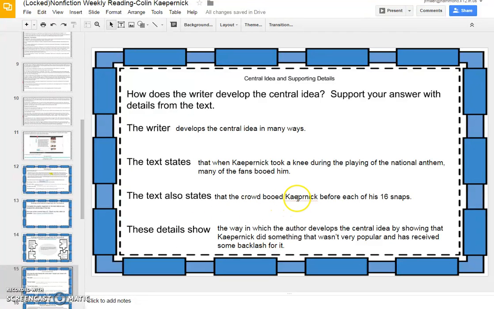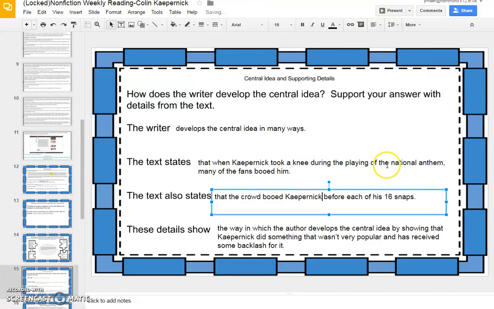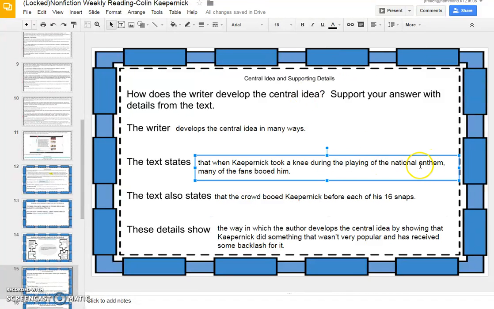Okay, I see a couple of things that I would like to fix here. So I am going to add why he took a knee because I think that's important with the developing of the central idea. So Kaepernick took a knee during the playing of the national anthem to protest police violence and racism. So I'm going to go ahead and type that in.